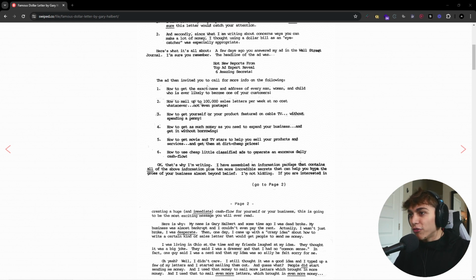So we start off with: the ad invited you to call for more info on the following. "How to..." basically implying this is information to teach you how to do some sort of process. Not even "how," say this is information to repeat a process. So: "How to get the exact name and address of every man, woman, and child who is ever likely to become one of your customers."